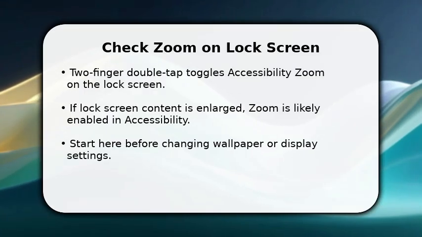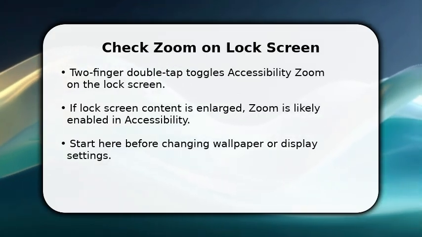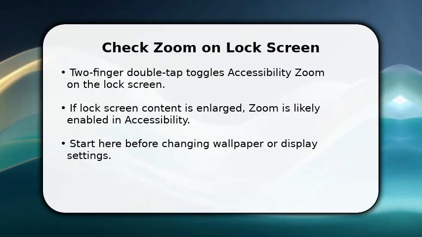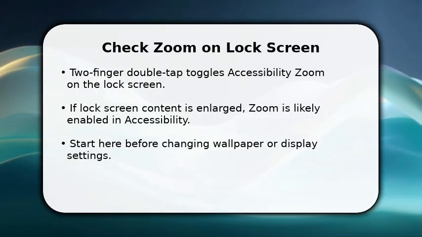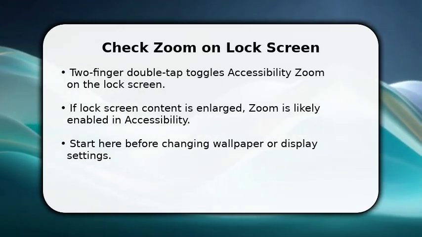You're on the lock screen and everything looks blown up. First, try the fastest fix. Tap the screen twice with 2 fingers to toggle accessibility zoom. Once done, the view should snap back because that gesture turns zoom on or off instantly.